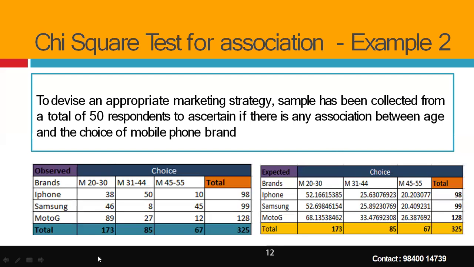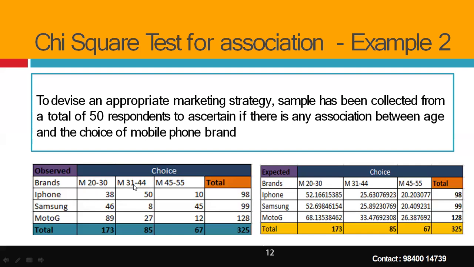Another example: to devise an appropriate marketing strategy, they sampled 50 respondents to ascertain if there is any association between age and the choice of mobile phone brand. Here there are two categorical variables: the brand and the age bucket. In this case they've taken males, aged 20 to 30 years, and this many iPhones they bought.